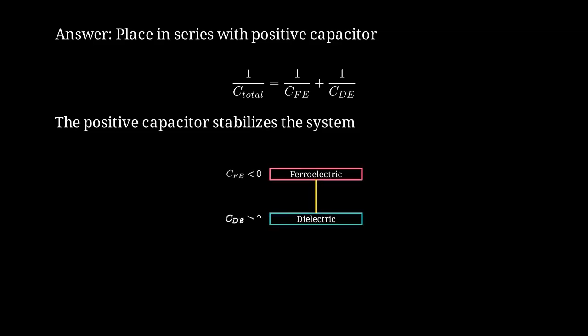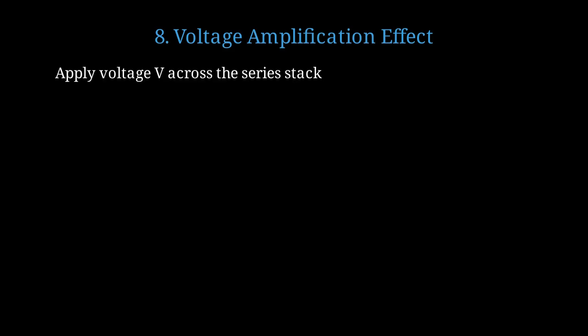This capacitor stack has the ferroelectric with negative CFE in series with a normal dielectric with positive CDE. As long as the magnitude of CFE is less than CDE, the total capacitance remains positive and stable. Now comes the magic: how negative capacitance amplifies voltage internally. When we apply total voltage V across the series stack, it divides between the two layers.